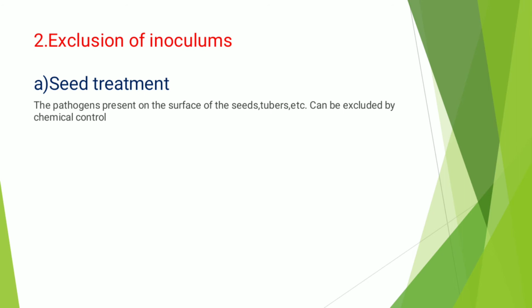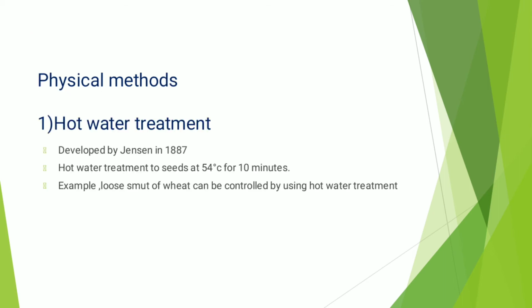In that, first one is seed treatment. The pathogen present on the surface of the seeds, tubers, etc. can be excluded by chemical control. Third one is the physical method. In that, hot water treatment was developed by Jensen in 1887. Hot water treatment of seed at 54 degrees Celsius for 10 minutes. Example, loose smut of wheat can be controlled by using hot water treatment.